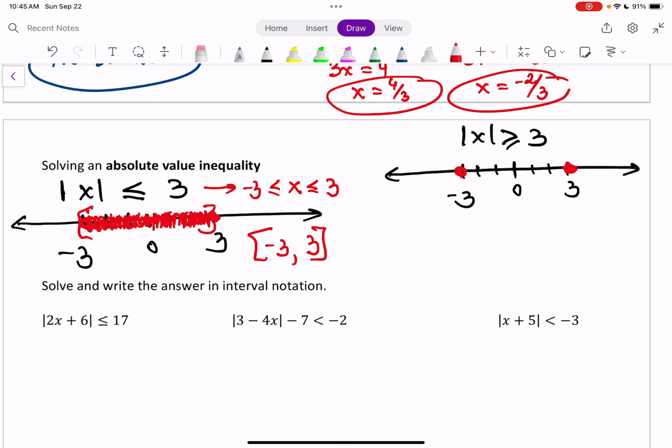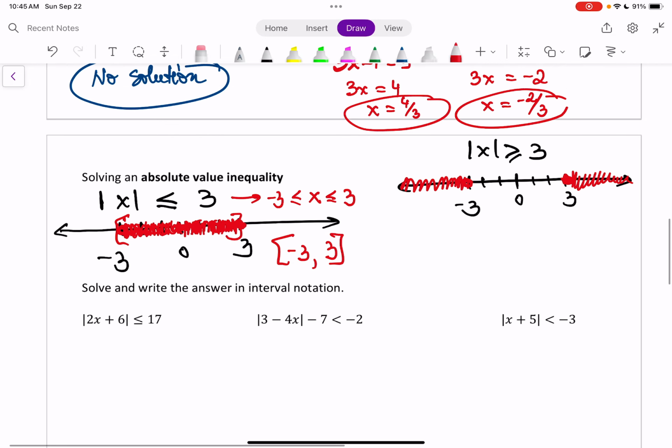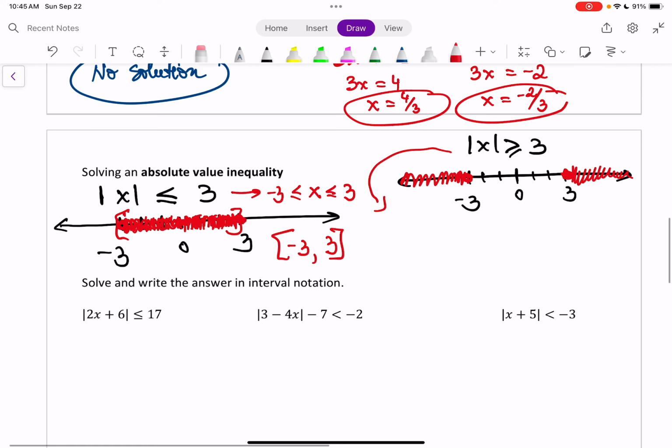Exactly 3 units away, but more than 3 units away actually means these two parts of the number line, right? So the other pieces of the number line aside. So to the right of 3 and to the left of negative 3. So what that means for these x's is that either x is less than or equal to negative 3, or x is greater than or equal to 3. So it's to the right of 3 or to the left of negative 3.